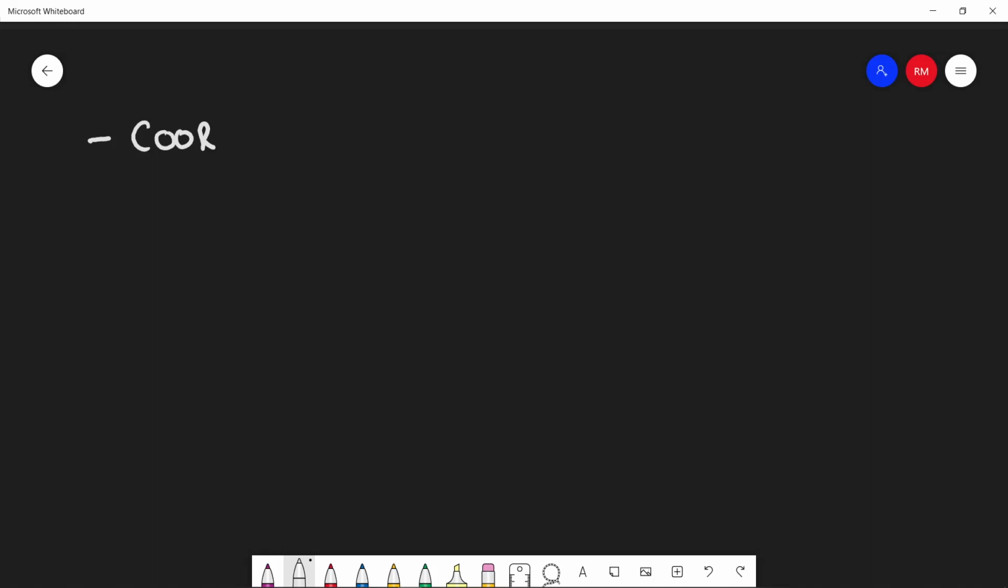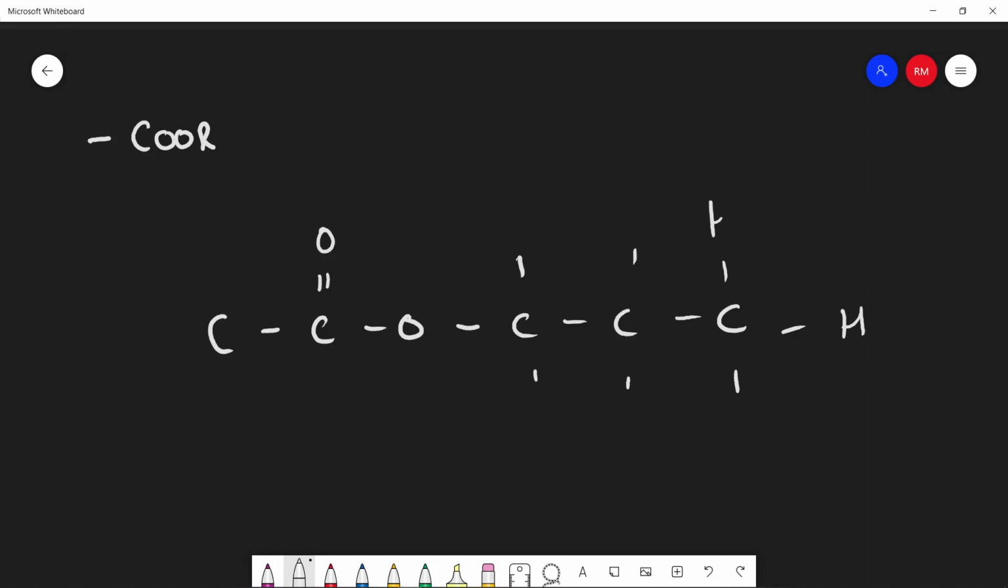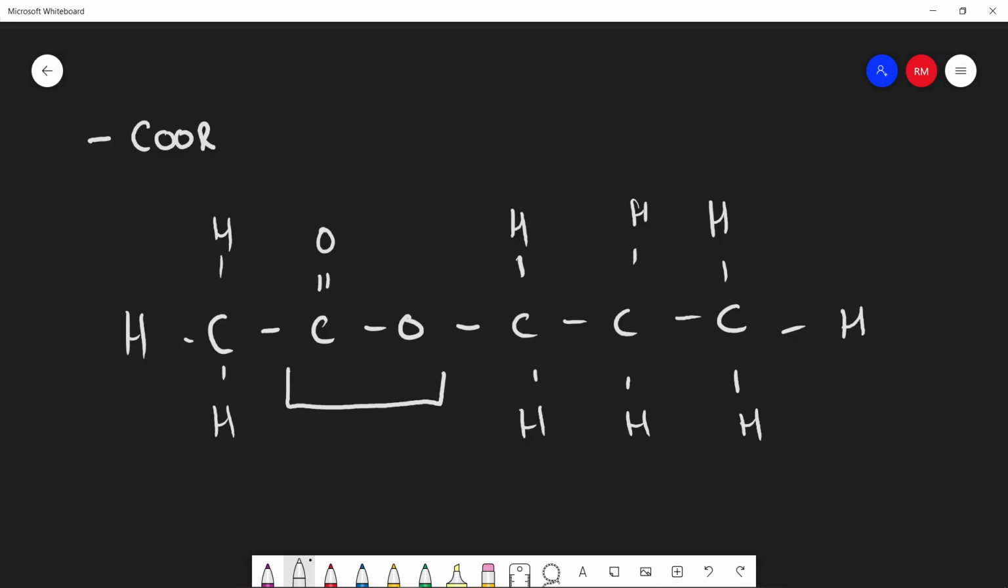So I'm going to just draw an example here of an ester, just using displayed formula to show you the best example. So we can see the double oxygens there that I've drawn, just filling in the hydrogens. And this is what we call an ester, and really the ester bond is this part right here.